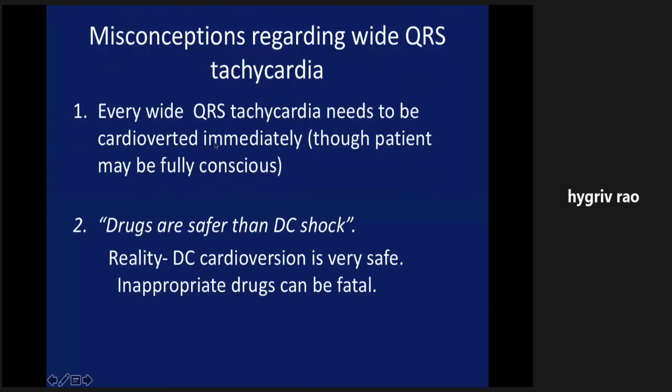Another misconception is that every wide QRS tachycardia needs to be cardioverted. No. If a patient walks into your room and is stable, don't just jump on him and, without sedation, knock him out. It's dangerous. Second thing is, some older physicians think drugs are safer. Let us give drugs first, and if they don't work, let us shock. No. If the patient is hypotensive, you have to quickly shock him. Otherwise, you may lose the patient if you think that you will give amiodarone first, Xylocard first, and then only you will shock him. So both are different. It depends on the patient's clinical profile whether you will shock him or not.